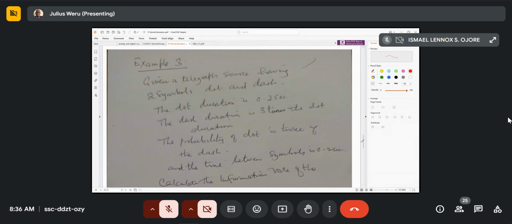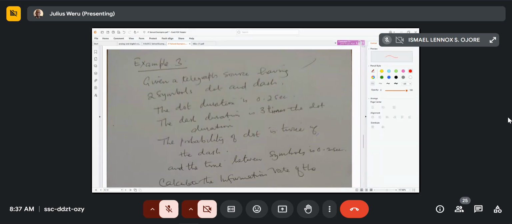This is an example which is not as straightforward. Sometimes you'll be given x1 and x2 equal to this, and then you find the probability of x1 and the probability of x2. Other times you'll be given a problem, just explained, so that you find out what x1 and x2 are on your own. So this is such an example.